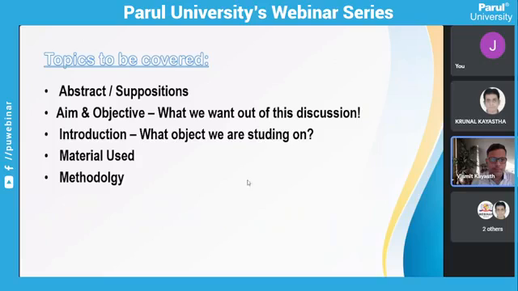Moving ahead, the topics covered in this session will be the abstract, the suppositions we are going to take ahead, and whether we need to consider these parameters or not. We will talk about the aim and objective, and introduce the objects we are going to study, their parameters, and how they are scaled. We will also cover the materials used and the methodology for the analysis of both static and dynamic cases.